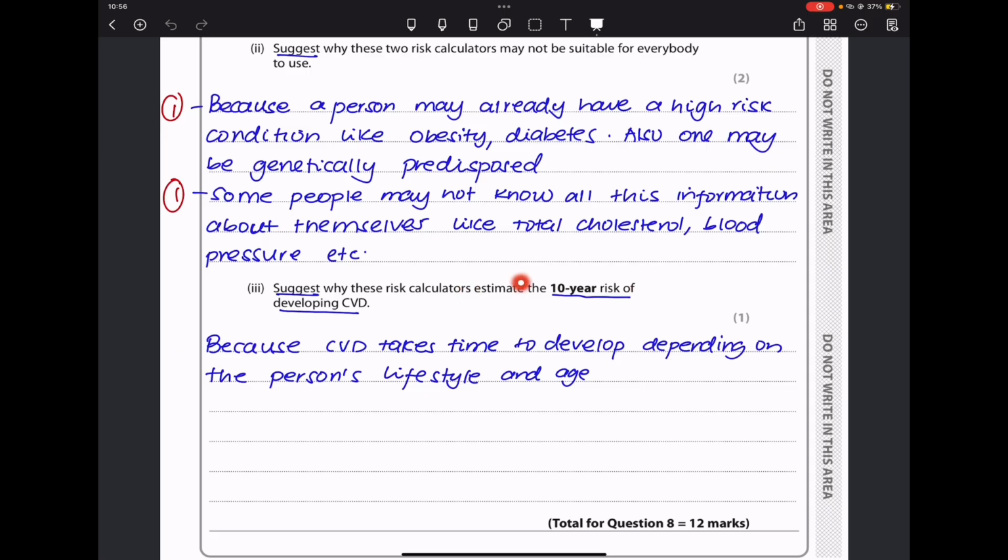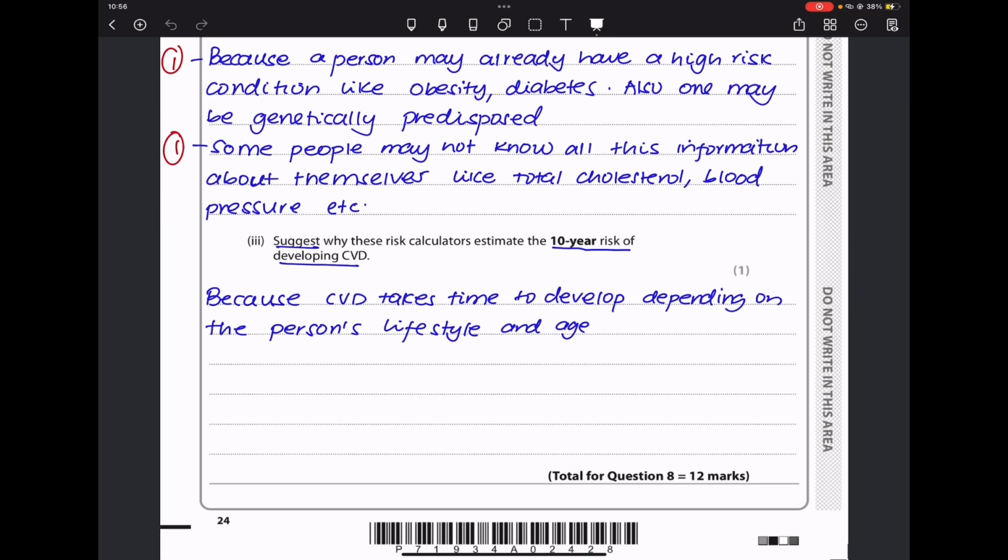Next, they suggest why these risk calculators estimate the 10-year risk of developing CVD. This is because CVD does not develop in one day. It takes time because lifestyle factors contribute. So I said because CVD takes time to develop depending on the person's lifestyle and age. So this brings us to the end of question 8. Let's continue to question 9.